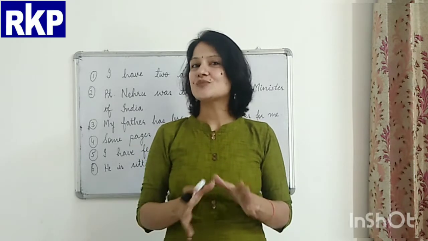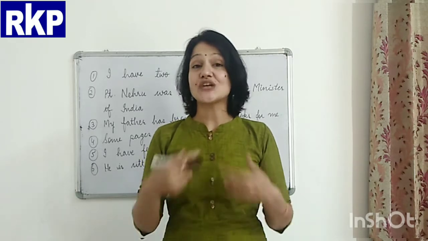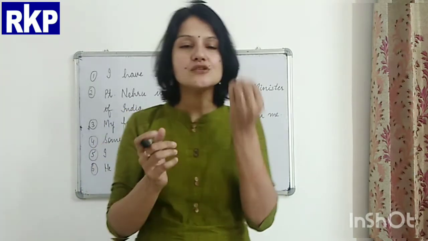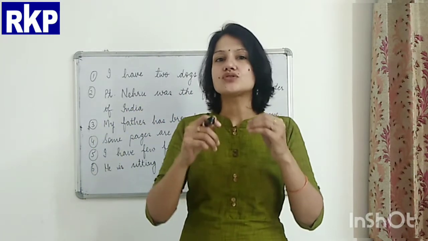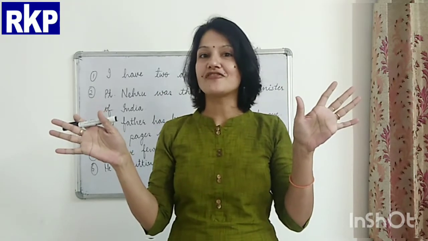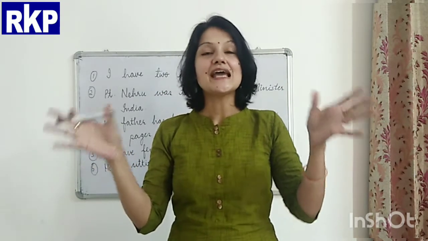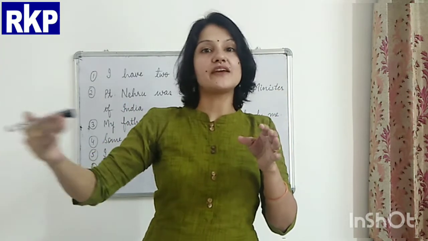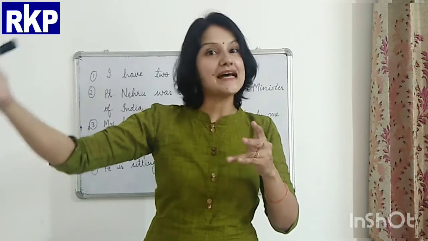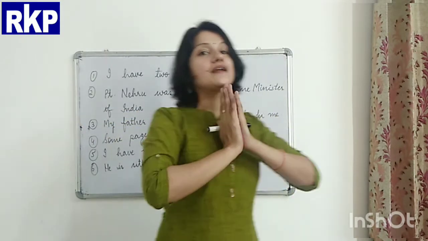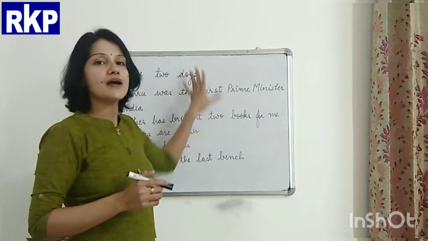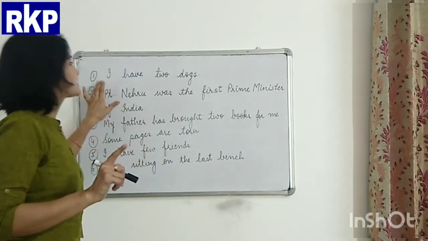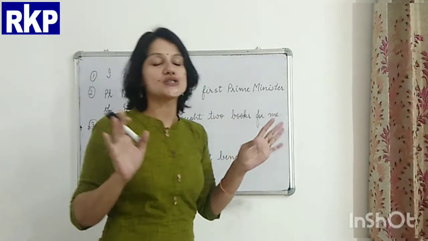Now, in this video, we are going to talk about adjectives of number. These words tell us how many of a thing or person, and they also tell us about the position of a person or thing, like first or last. So now we are going to have a look at all these sentences and try to understand them. First is, I have 2 dogs.